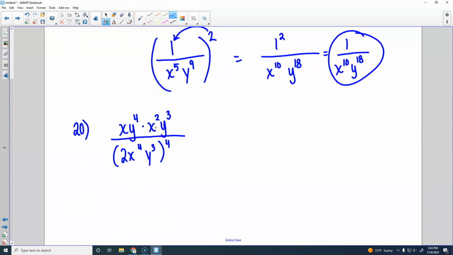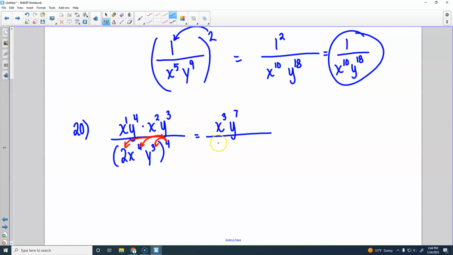So what I would probably do for this one is work on putting the numerator together and simplifying the denominator as well. And then I can worry about subtracting those. So I've got 1x right here and x squared right here. And so that's going to be x to the third power. And I've got y to the fourth and y to the third, which will give me y to the seventh on top. With this 4 right here for my exponent, I need to raise everything here to the fourth power.